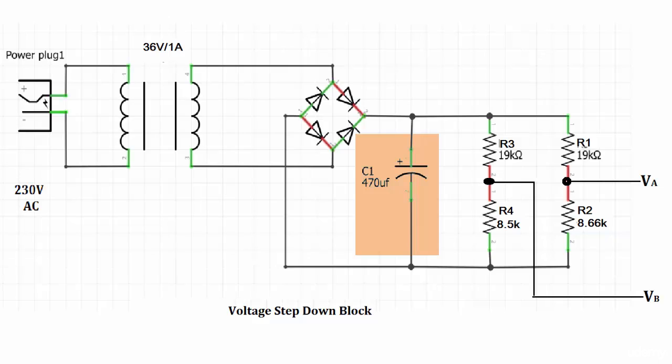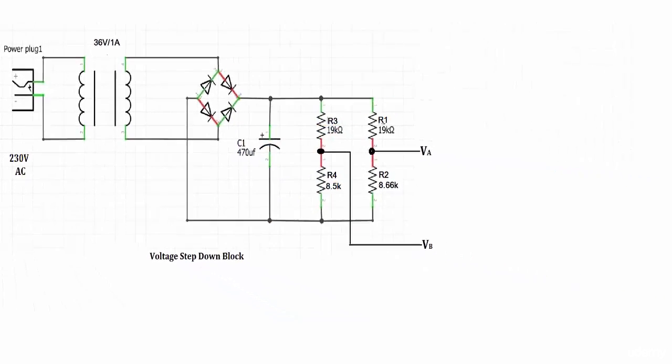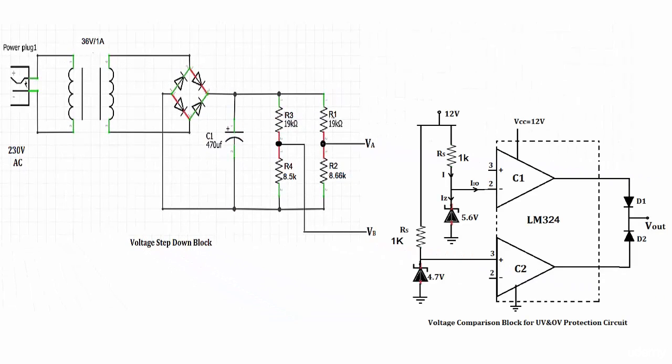I choose a 470 microfarad capacitor. You can find out the value of the capacitor using the formula Q equals CV. Now, these two inputs of the comparator need a sample of the supply voltage. So do the steps I'm going to tell you and take some readings.